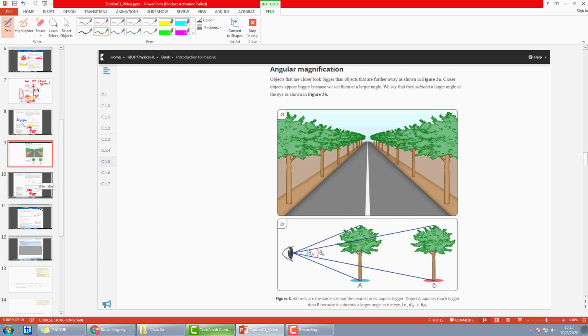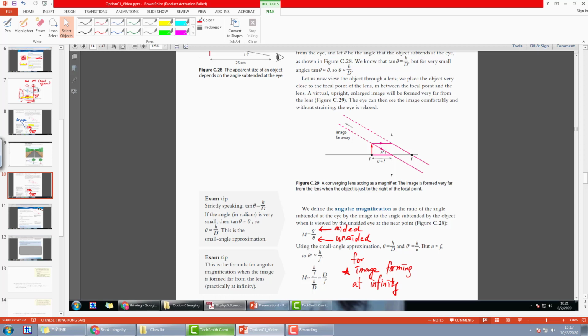This is very important, especially when we talk about planets, because we can never go to a planet and measure its size directly. That's why we instead talk about angular magnification. So we'll come back here and take a look at this equation. Eventually we want to understand how the image forms at infinity with the convex lens. Be careful, it is a convex lens we are talking about.